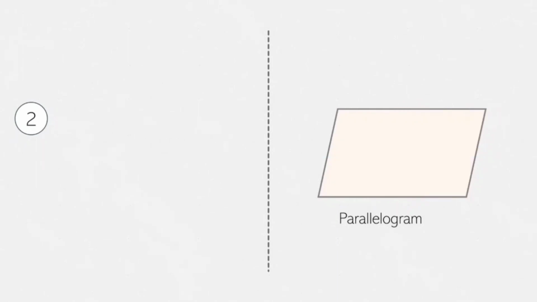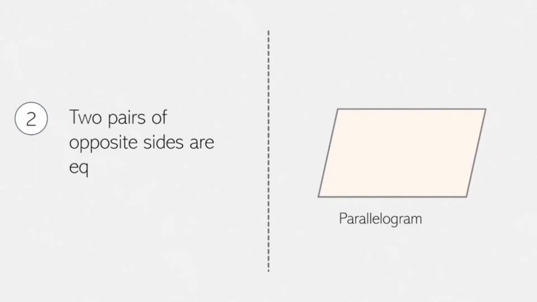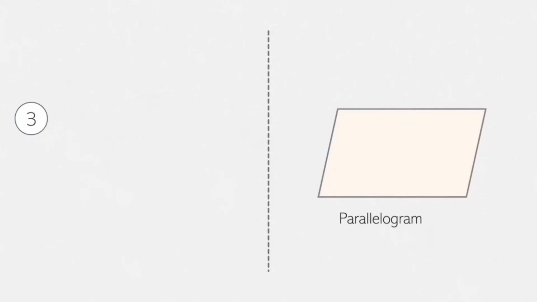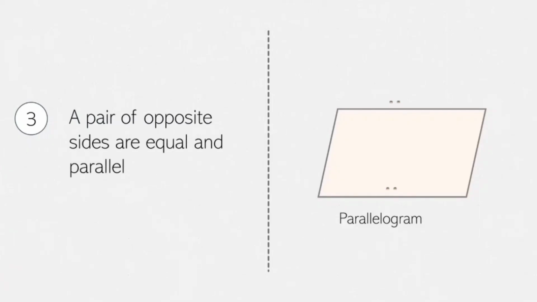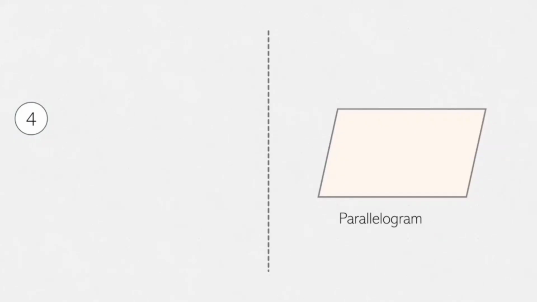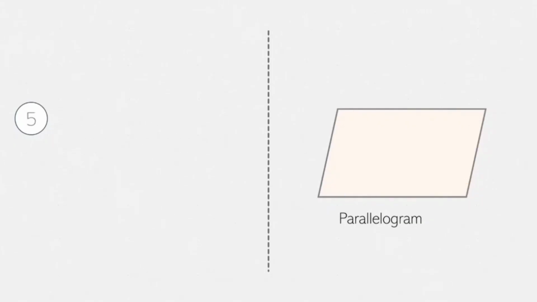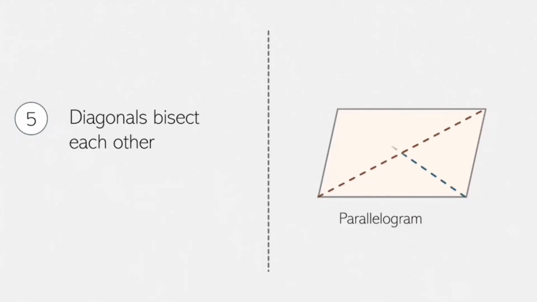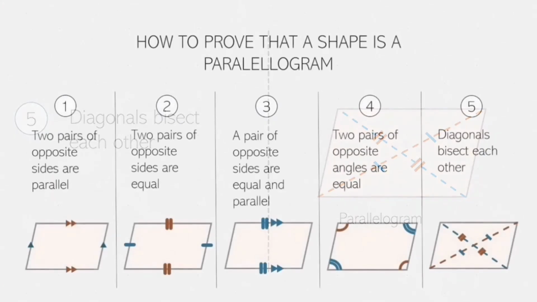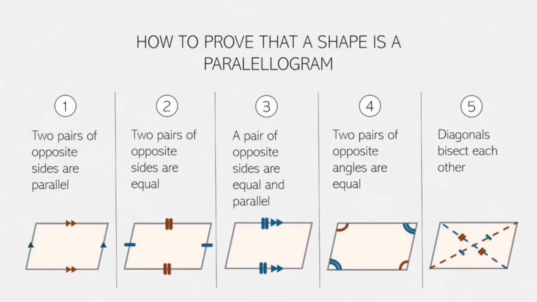The second way to prove that it's a parallelogram is to prove that both pairs of opposite sides are equal. Then the third way to prove that it's a parallelogram is that one pair of opposite sides are both equal and parallel. Then the fourth way to prove that it's a parallelogram is to prove that both pairs of opposite angles are equal. And then there's one more way, okay? The fifth way to prove it's a parallelogram is to prove that the diagonals bisect each other. So here I'm showing you a screen of how you prove a parallelogram.